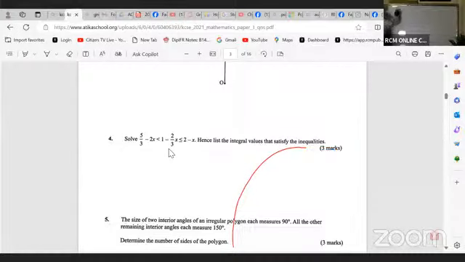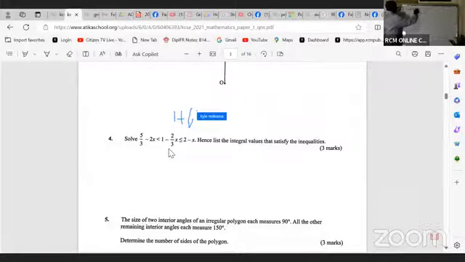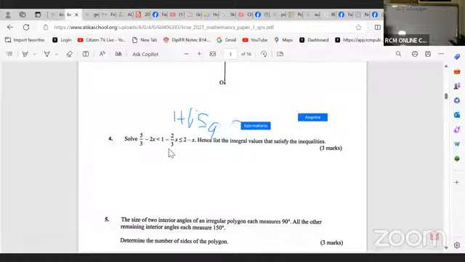5/3 minus 2x is less than 1 minus 2/3x, which is less than or equal to 2 minus x.